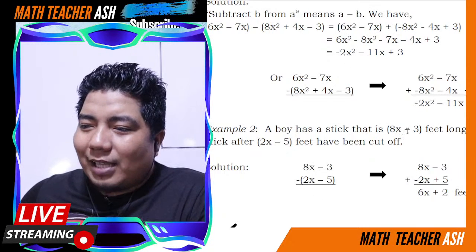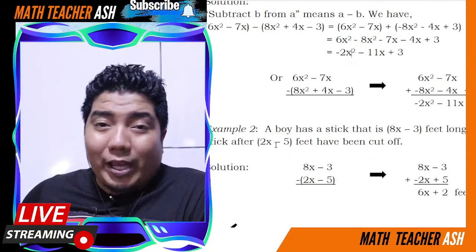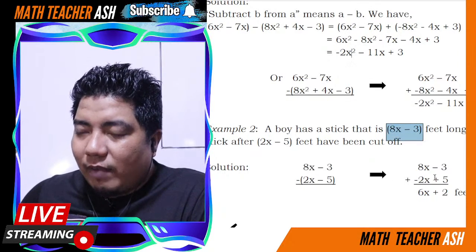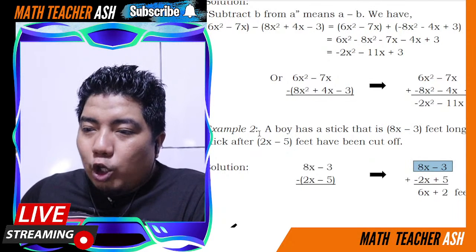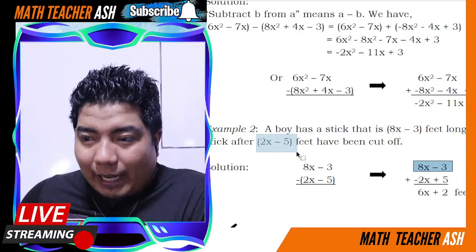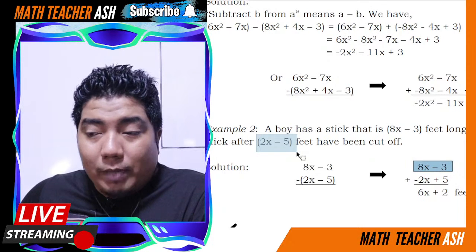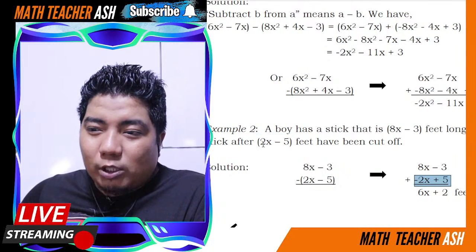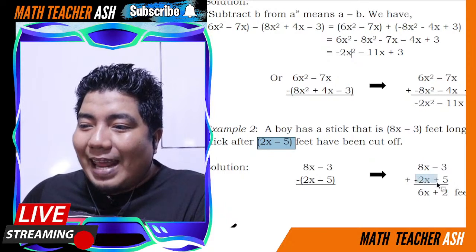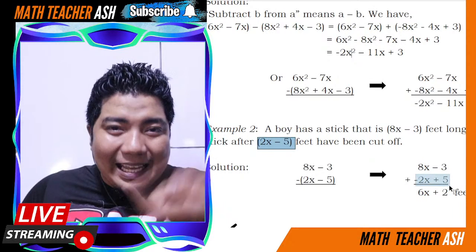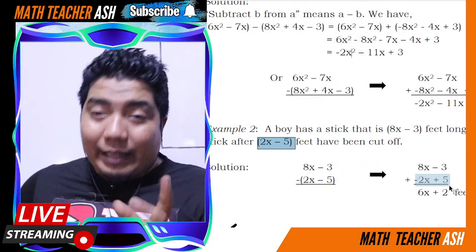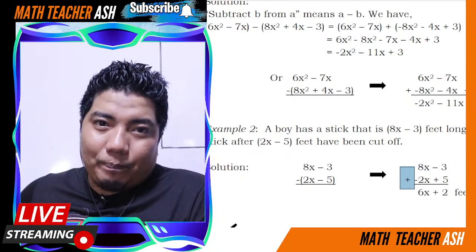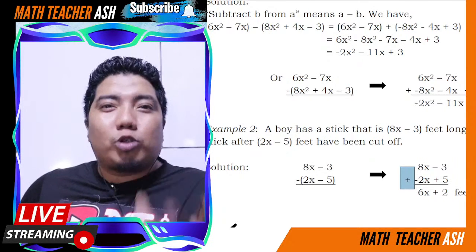So, we have 8x minus 3 minus 2x minus 5. Okay, so of course, you copy this one. Okay, this is the first given. And then, you change the sign of the subtrahend. So, this 2x minus 5 will become negative 2x plus 5. Ulitin ko. This 2x minus 5 will become negative 2x plus 5. Binaliktad lang ang mga sign. Then, ano na ang operation ngayon? From minus, we will go to add. Okay? Change the subtrahend, then proceed to addition.